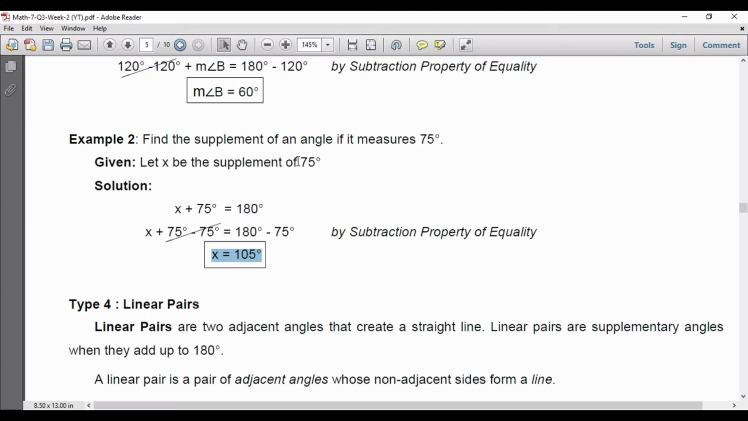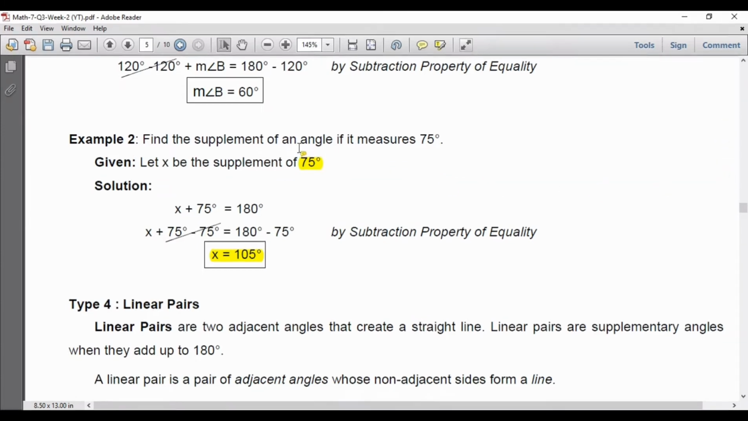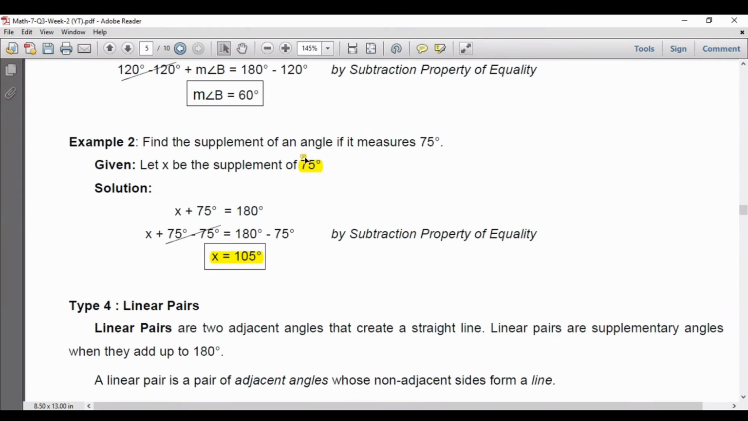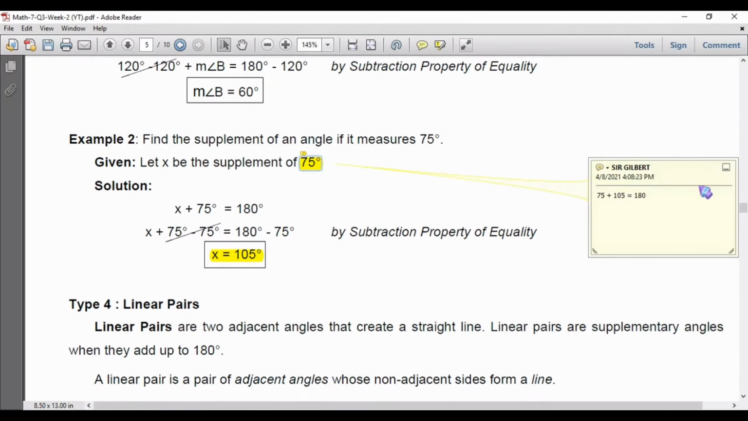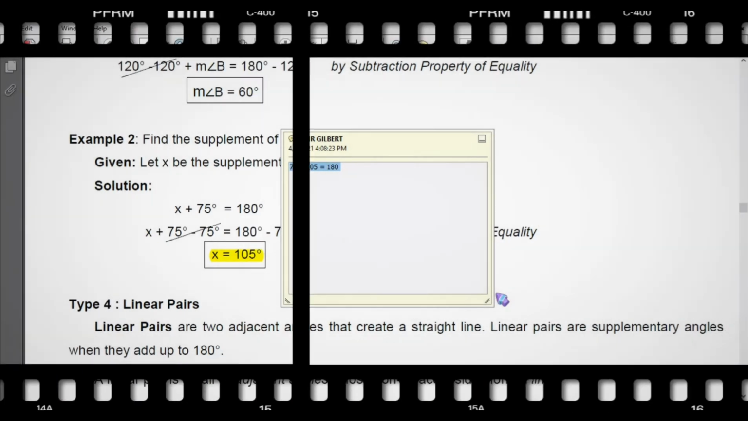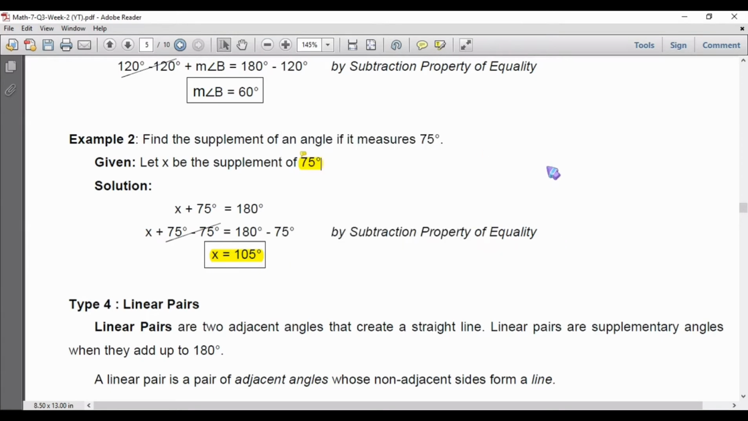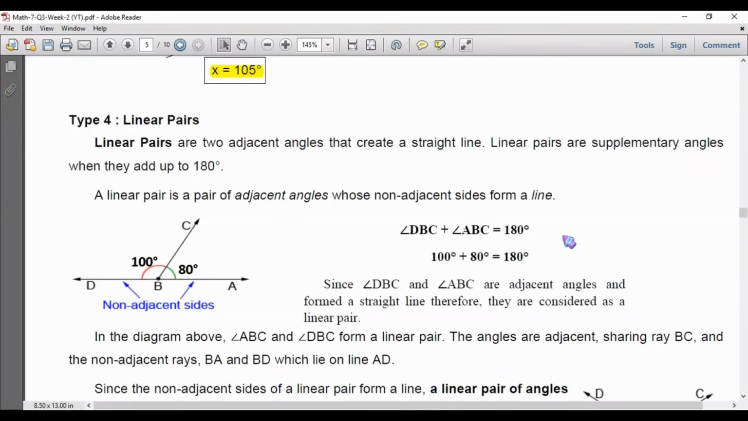Is 105 degrees plus 75 degrees equal to 180? 75 plus 105, is it equal to 180? Yes. So 75 plus 5, that's 80, plus 100, so it's 180. Okay, so that's it. Palakihan natin. So 75 plus 105 equals 180. Okay, so correct.